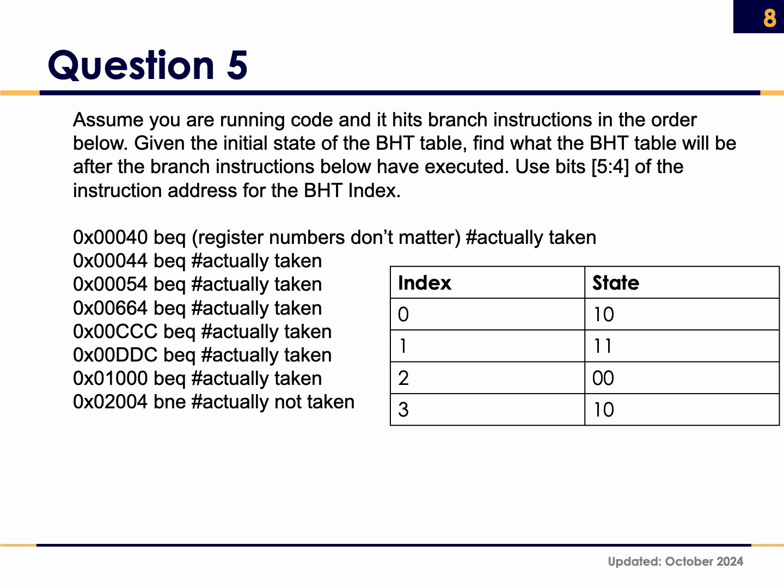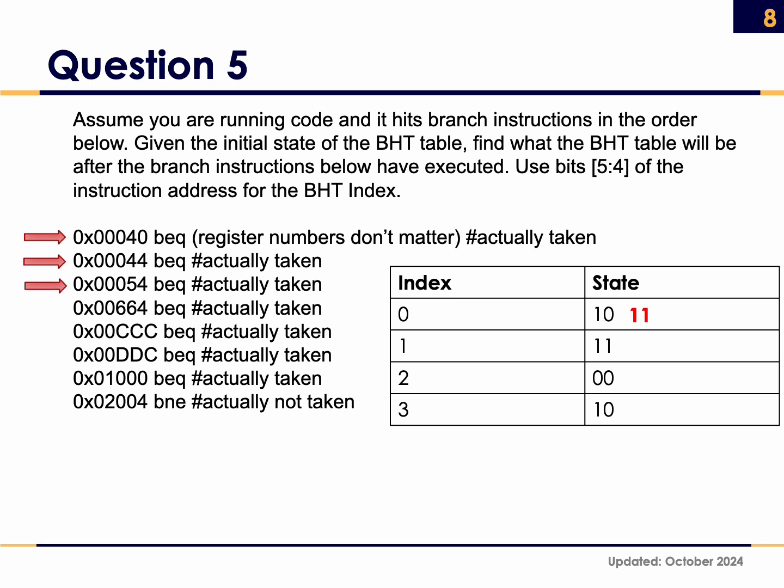Since this is actually taken, we need to update the state by adding 1 to our state machine. So it becomes 1, 1. Now we go to our next instruction. Again, it goes to index 0 because bits 5 and 4 are 0, 0. So now it's actually taken, but we can't update our state machine because what happens when we're in the highest state? We only have 2 bits, so 1, 1. So we can't really add 1 because we don't have a way to represent that. So it just stays at 1, 1.